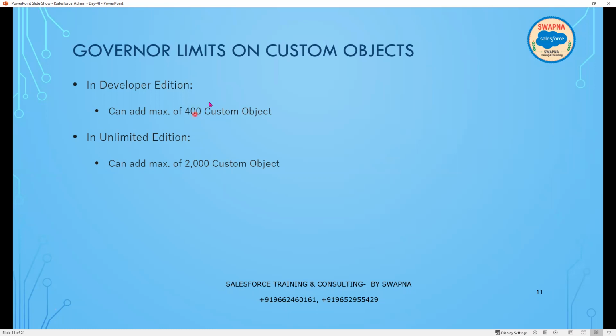So now you have 400 custom objects you can create in developer edition. That means you can implement at least 2 projects, a real-time project, because we have the flexibility of creating 400 objects. In unlimited edition, 2000, we can create more than 2 projects.